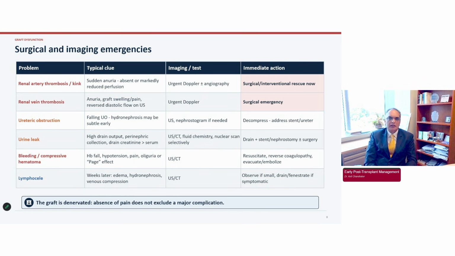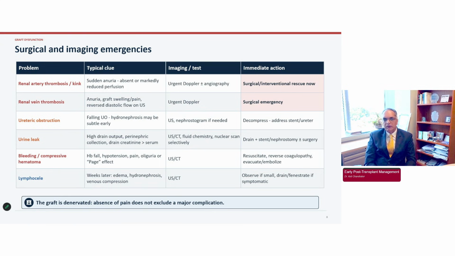Renal vein thrombosis can show up with thrombosis of the renal artery. That can lead to anuria, graft swelling, and reverse diastolic flow on ultrasound. Again, this is a surgical emergency. It is a little bit more forgiving, but often if you do not diagnose it and get the patient to the operating room very quickly, then it is not reversible.